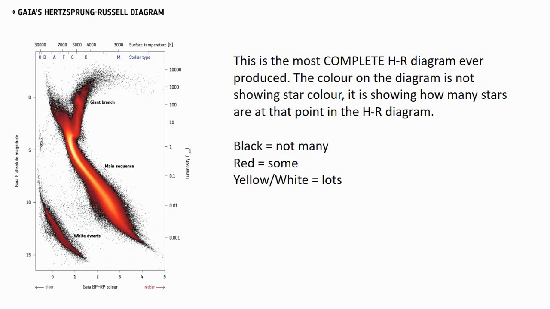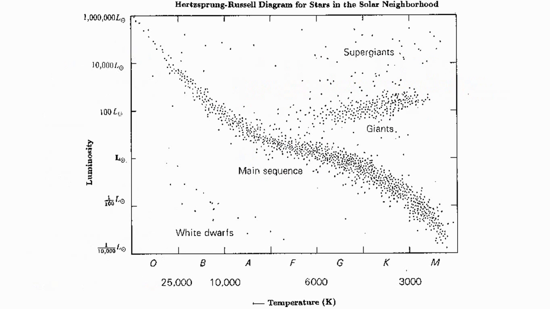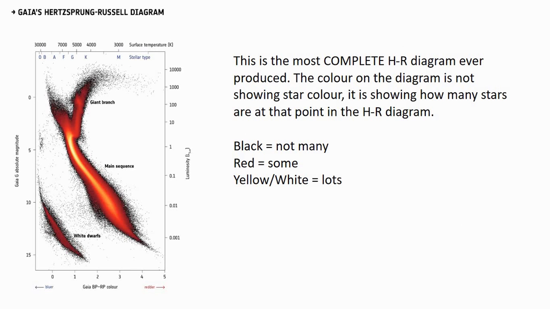On this, the yellow or white colour shows there's lots of stars at that point. The black shows that there's not many, or there's individual pixels. So when a pixel lays on top of another one, it becomes red and then yellow and then white. So comparing these two, we can still see that main sequence band across the middle, and then that horizontal giant branch going across the side.